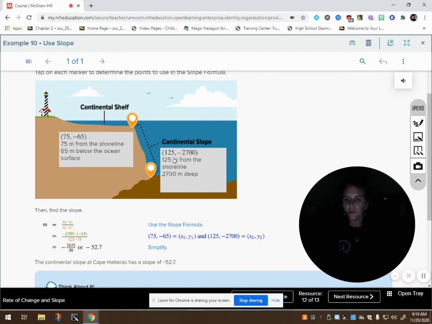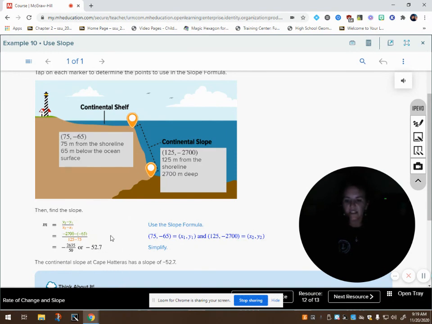So again, we're just going to plug in our points. The y-coordinate minus the other y-coordinate. So we're going to end up adding, but it's still going to be a negative value because look how big that number is. Negative 2,700 plus 65 is negative 2,635. 125 minus 75 is 50. So when you divide that out, you get that the slope of this line is negative 52.7.